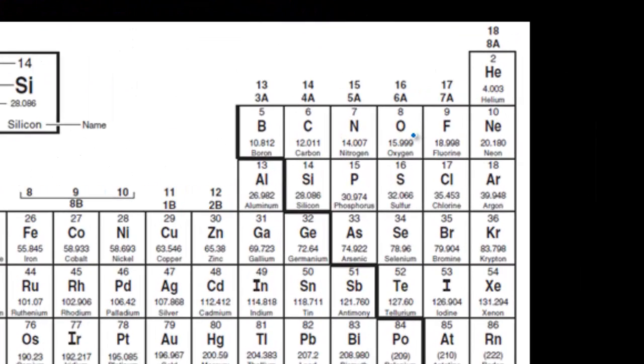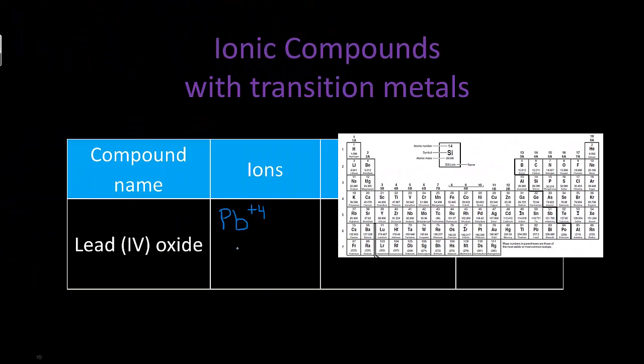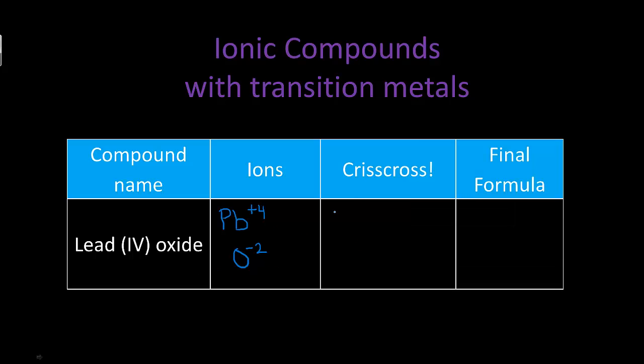Oxide is oxygen. Oxygen is in group 16, which means it has 6 valence shell electrons. It is easier to gain 2 than lose 6. So gaining 2, that's our oxidation number, or our charge. Now we're going to crisscross. So I'm going to write Pb +4 O -2. This 2 goes down by the lead, so it's Pb2. And this 4 goes down by the oxygen, so it's O4.